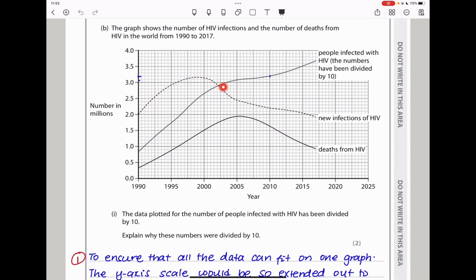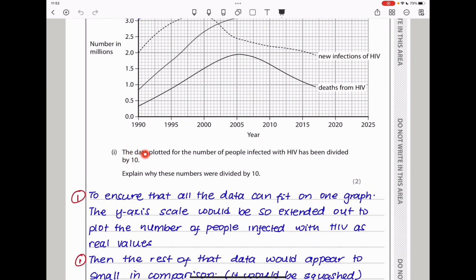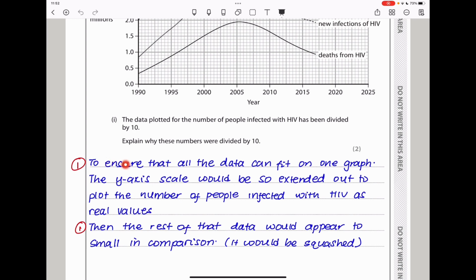And then here we can see the new infections of HIV. So if they have divided this by 10 and it's still matching up, it means it would be way higher, and the graph wouldn't be able to fit on the paper and be represented accurately. So here they said the data plotted for the number of people infected with HIV has been divided by 10. Explain why these numbers were divided by 10. So I say to ensure that all the data can fit on one graph, the y-axis scale would be so extended out to plot the number of people infected with HIV as real values.